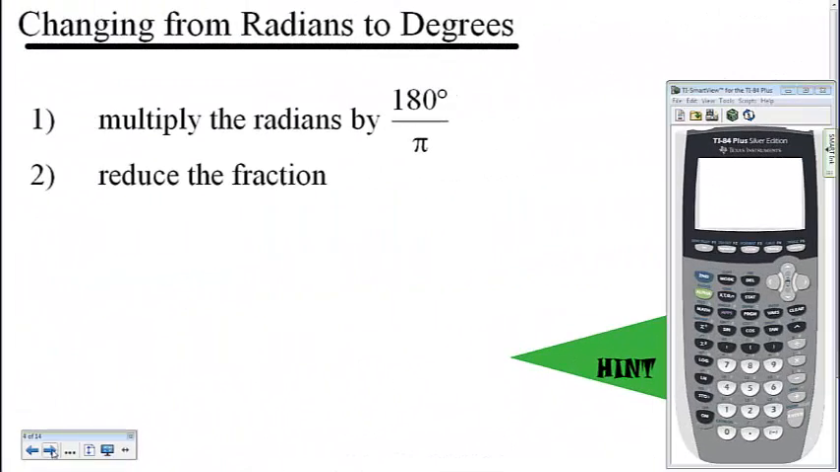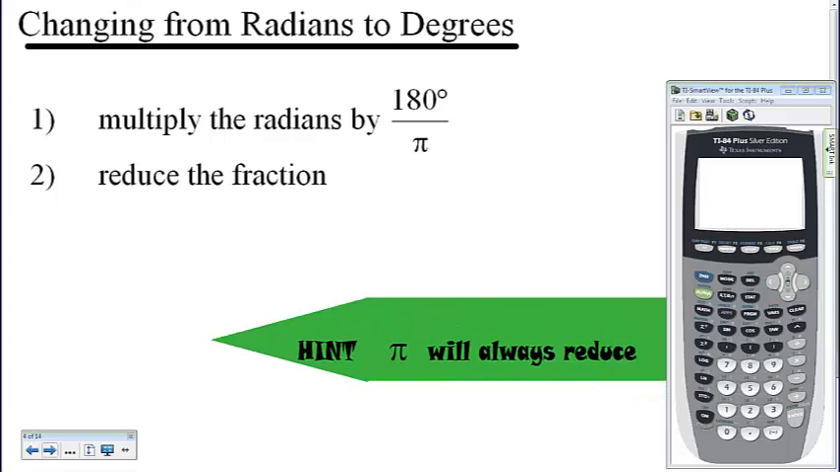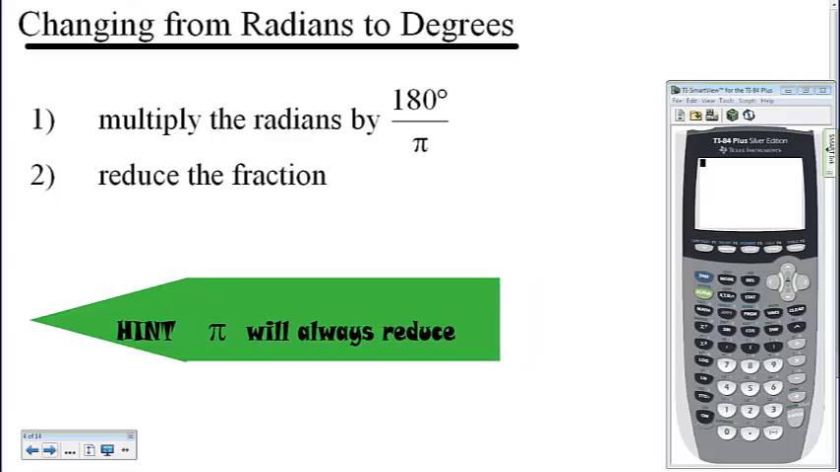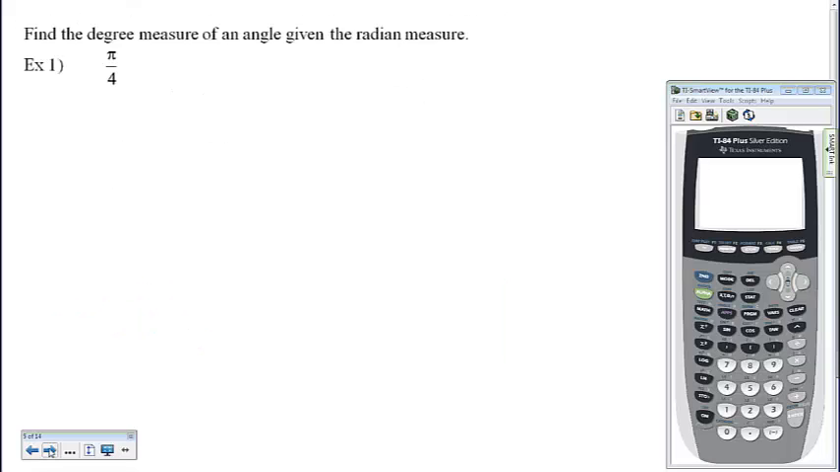So to change from radians to degrees, what you're going to do is take the radians that you're given and multiply the radians by 180 degrees divided by pi. Next, you're going to reduce the fraction that results. A slight hint to reduce intimidation: the pi will always reduce, and you'll see what I mean in our examples.